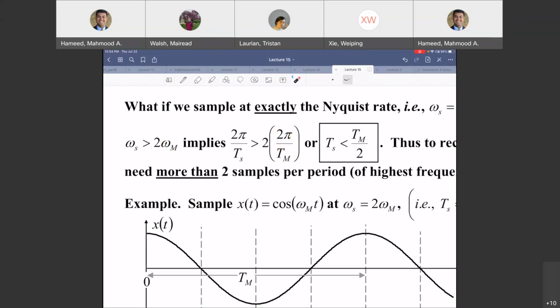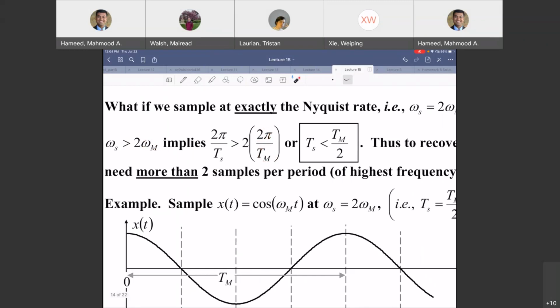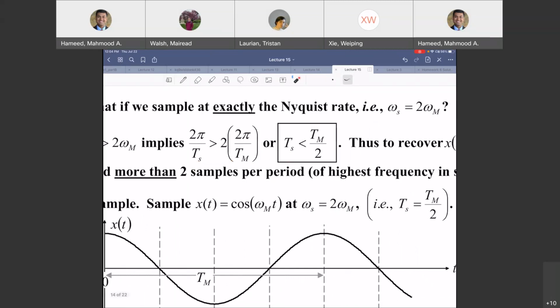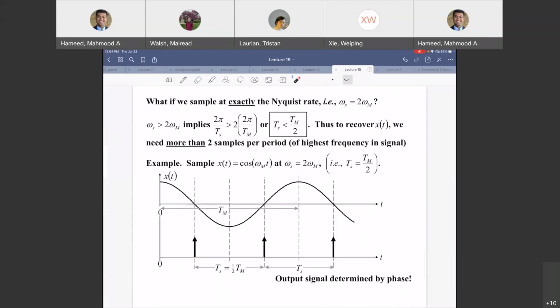It's not a periodic signal. I'm just saying that particular frequency has a certain time period. That is going to be Tm. So if you look at this, what is the relationship between Ts and Tm? Omega s should be greater than 2 omega m, but in time it is slightly different. Ts should be less than Tm divided by 2. So the sampling time should be smaller, and the sampling frequency should hence be greater. Thus, to recover the signal, we should have more than 2 samples per period of the highest frequency signal, right?